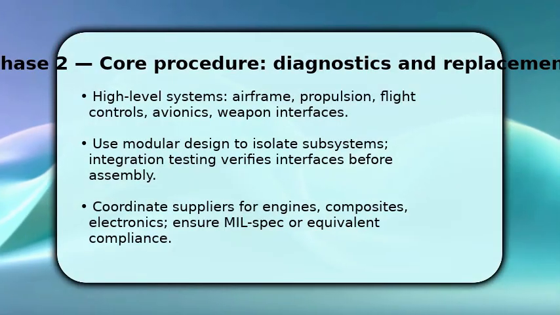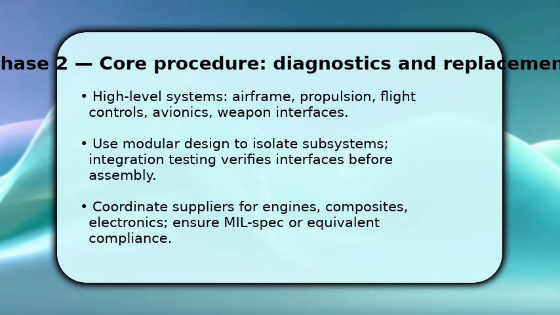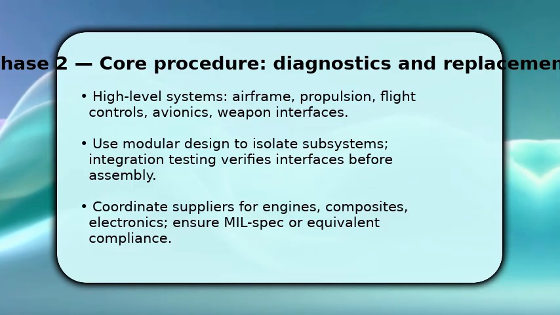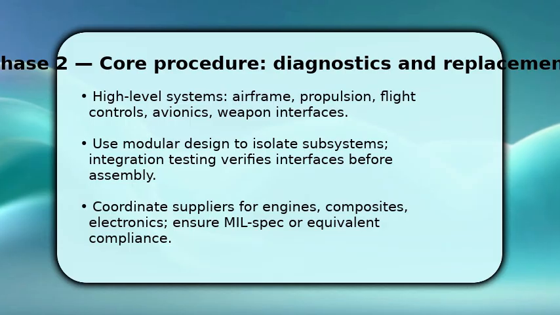Next, concentrate on major subsystems and how they integrate. Think of the aircraft as modules, airframe, propulsion, controls, sensors, so you can develop and test interfaces independently. Once done, coordinate rigorous systems-level verification to validate performance and safety margins.